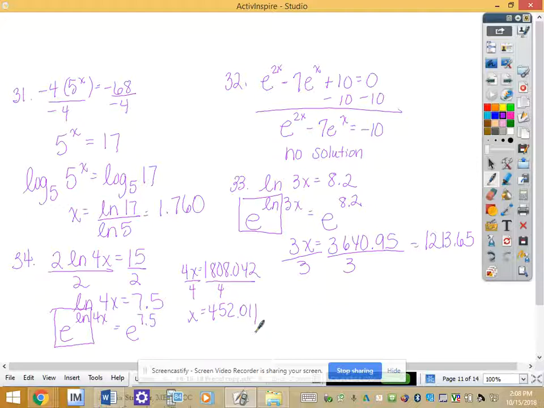All right, on number 35, the thing you need to remember is when you have log all the way across, the log drops off. So I have x plus 2 minus x equals x plus 5. These two guys cancel each other out, so I have 2 is equal to x plus 5. Subtract 5, so x is equal to negative 3.